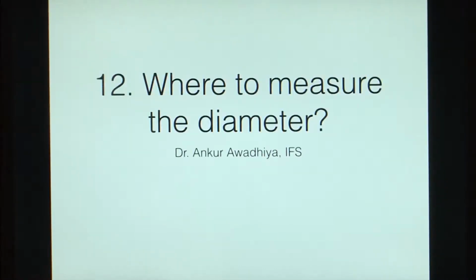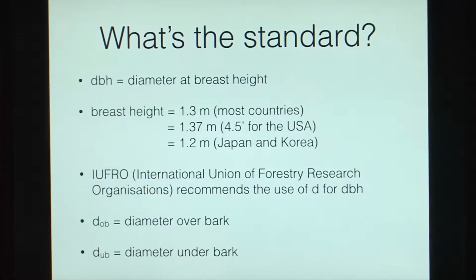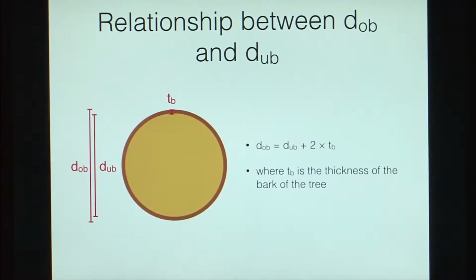Next, in lecture 12 we looked at where to measure the diameter. Because your trees are tapered, the diameter is different at different heights. So, we need to define a height, and that height is defined as different values in different countries. In our country we have 1.37 meters as the breast height, and the diameter is traditionally measured at the breast height, called DBH or D, which is the diameter at breast height. Then we looked at the relationship between the over bark diameter, the under bark diameter and the bark thickness.